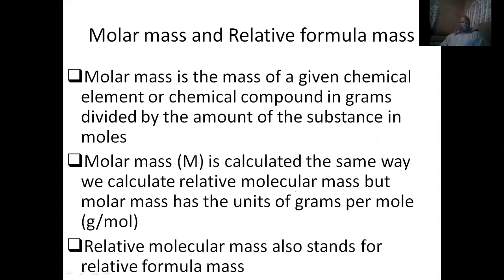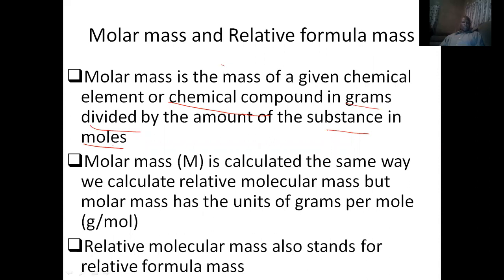Well, the molar mass is actually the mass of a given substance, a given chemical element or chemical compound in grams, divided by the substance in moles. And so the molar mass of a chemical element or a chemical compound should be measured in grams, and then you divide by the amount of the substance in moles.